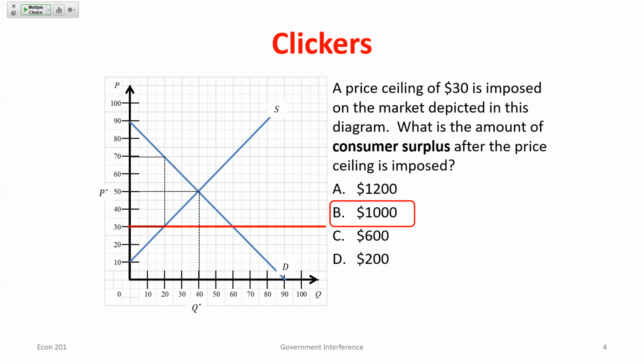Once we have some government regulation, the third thing we have to worry about finding is this idea of deadweight loss. Now, it's always going to be a triangle. I'll tell you that ahead of time. Deadweight loss will always be a triangle, at least in the examples that we're going to look at for this class.